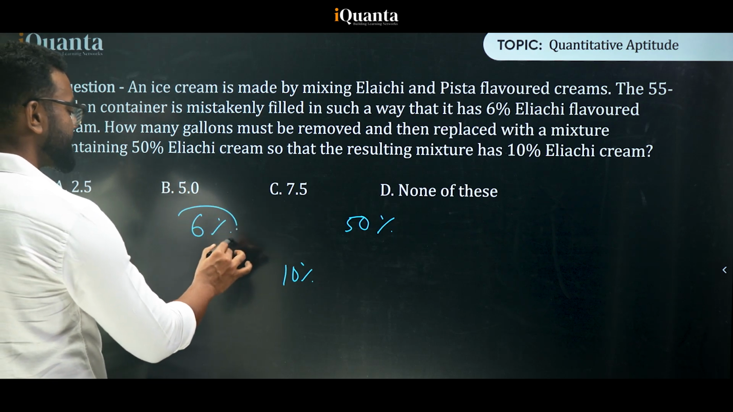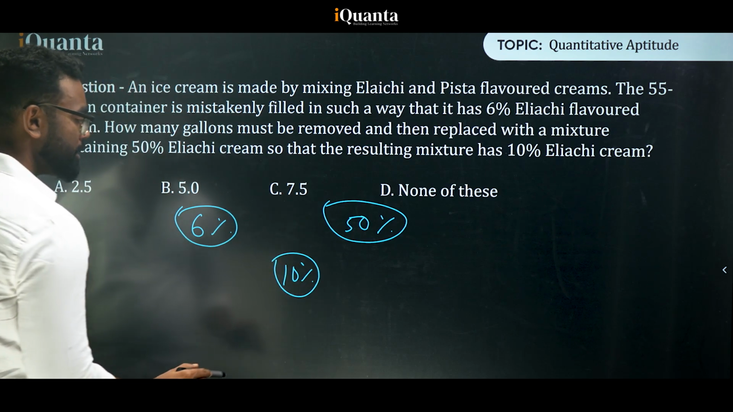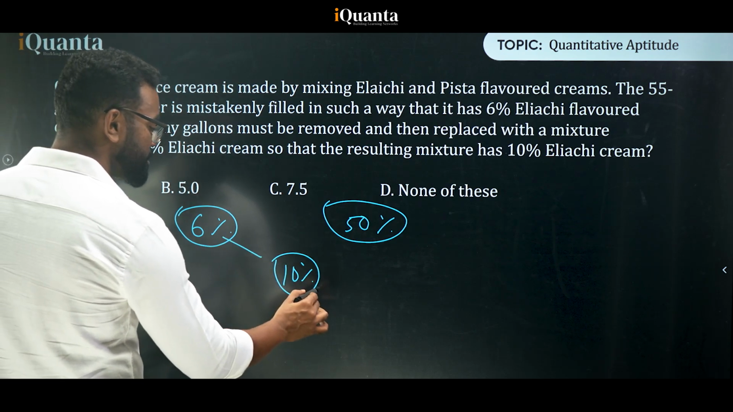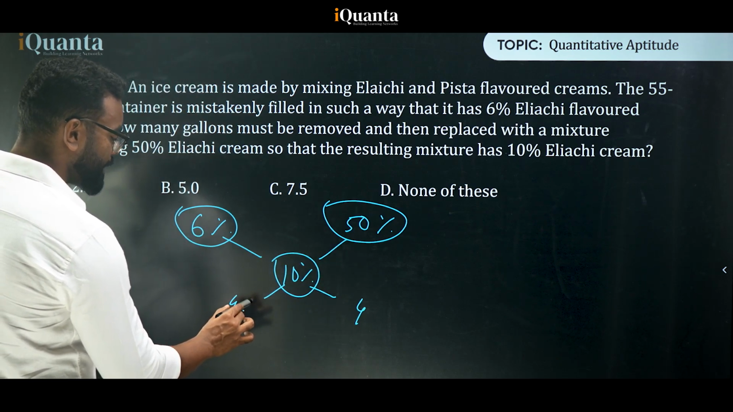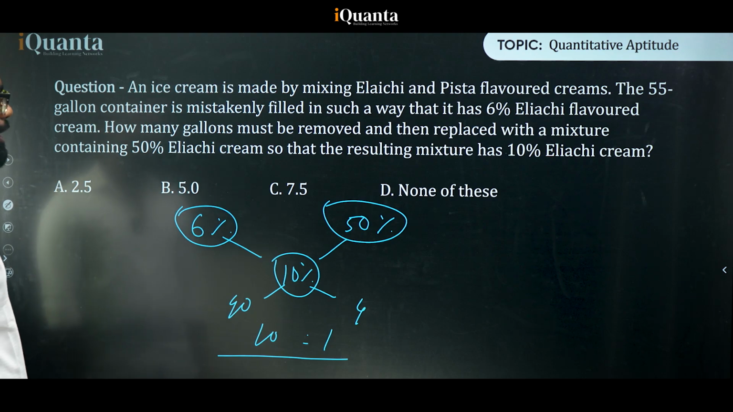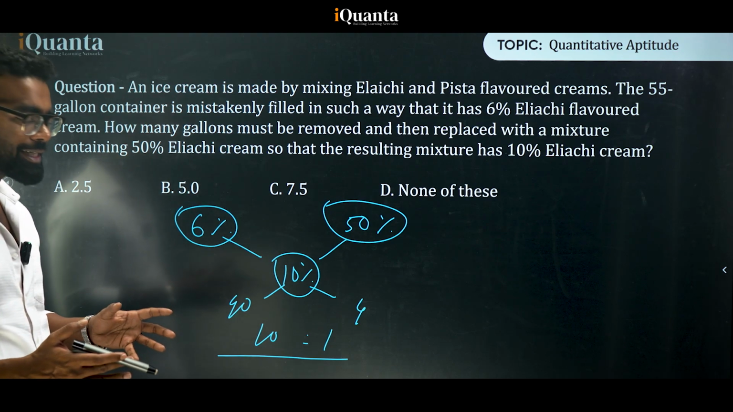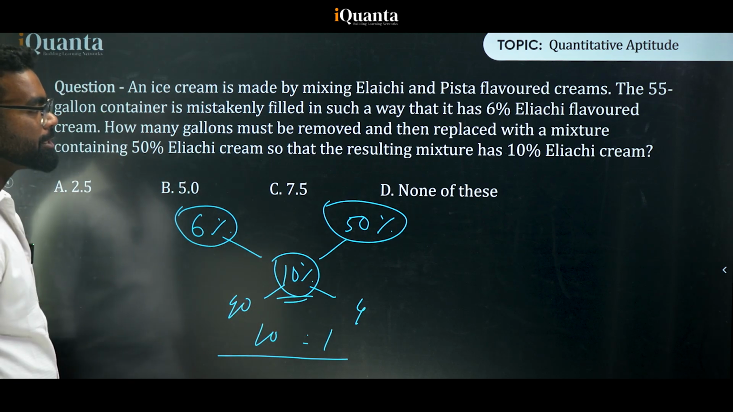So think about the 6% is there and the 50% is there, but you need to get 10% overall. So what is the ratio? The ratio is 50 minus 10, that is 40, and 10 minus 6, that is 4. So the ratio is nothing but 10:1. So I can find one thing: if I mix 6% and 50% in the ratio 10:1, the resultant solution should have 10% of elaichi.